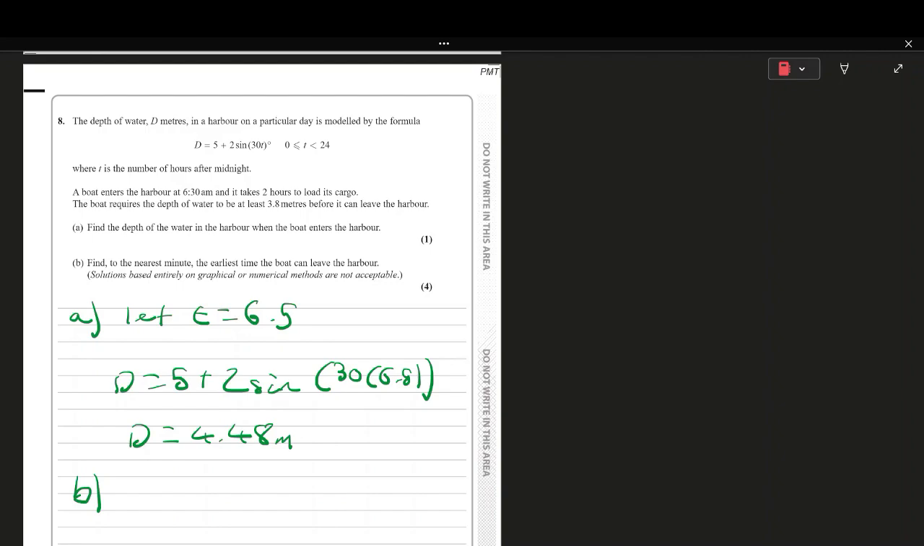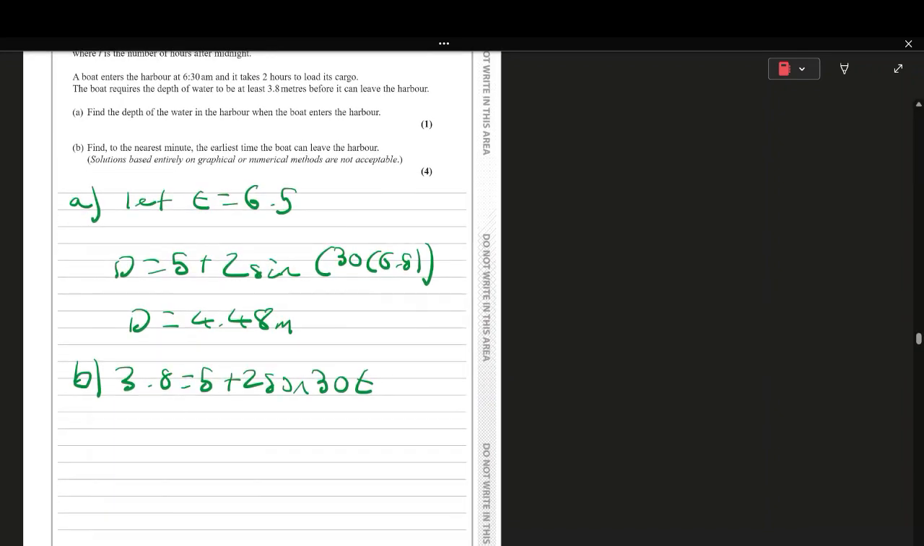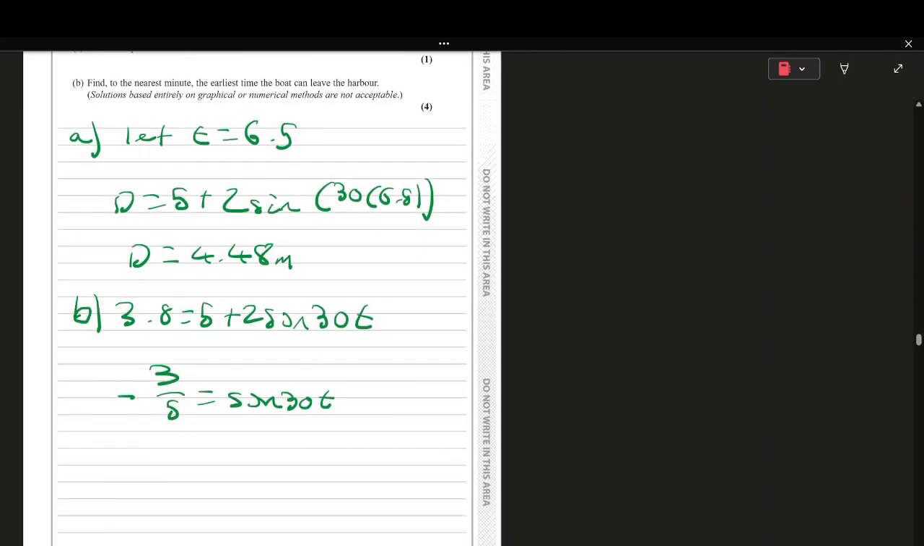So the depth needs to be at least 3.8 meters, and we need to find t. So 3.8 is equal to 5 plus 2 sine 30t. We can subtract 5 and divide by 2 from 3.8. That will give you negative 3 over 5 is equal to sine 30t. So do an arc sine of 30t is equal to arc sine of negative 3 over 5.